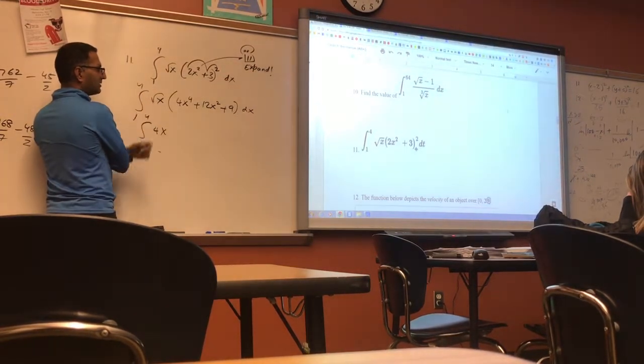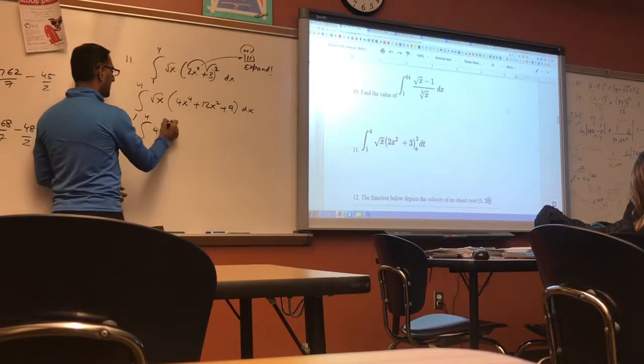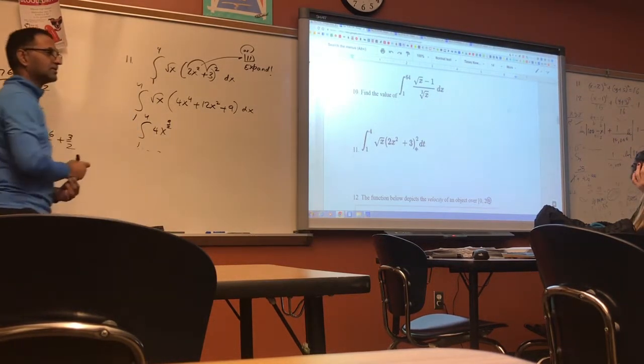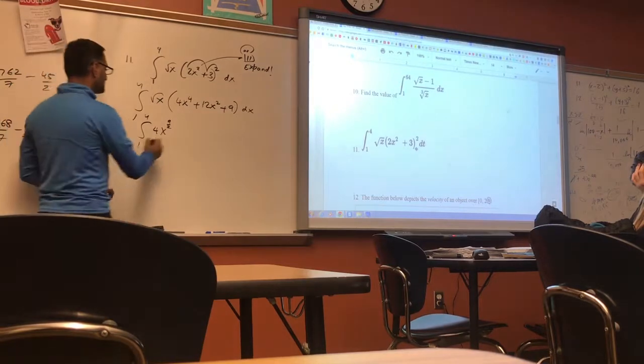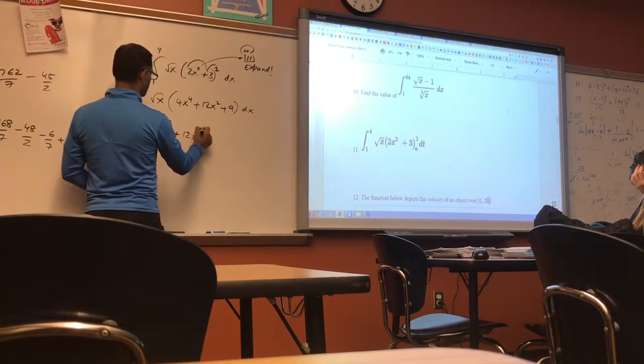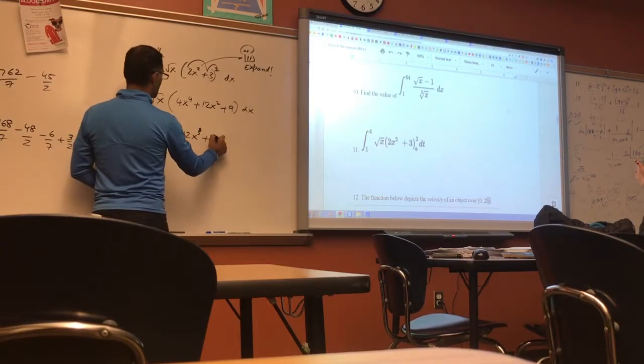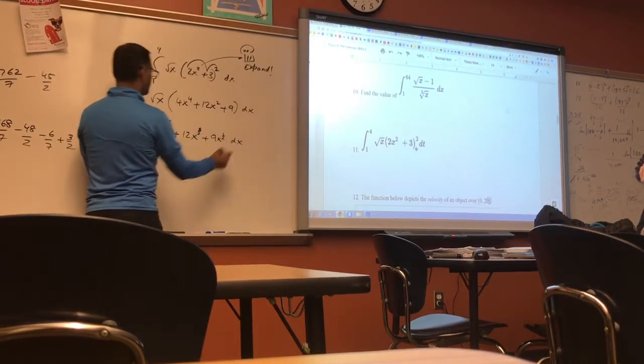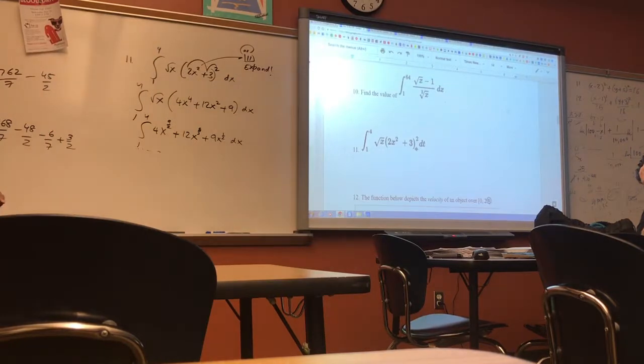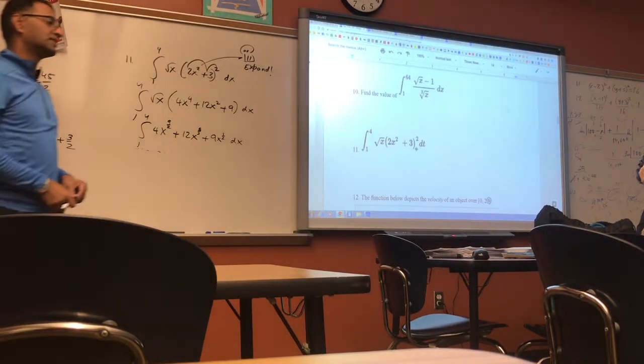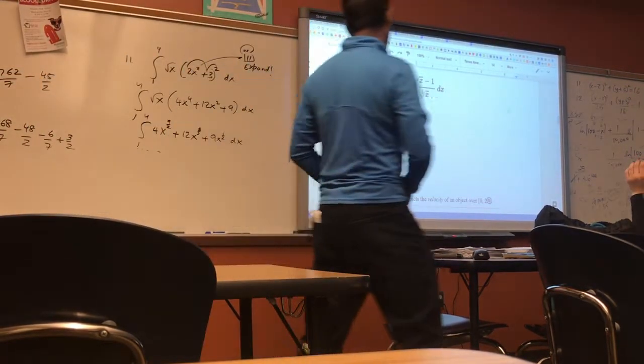So it's 4x to the power of 9 halves. That's x to 1 half, remember? Okay, use the fraction trick in your mind. Plus 12 x to the power of 5 halves, and plus 9 x to the power of 1 half. Can we move on? Okay, it was my job to show you how to set it up. Then use the integral calculator. Don't forget to multiply by the reciprocal.